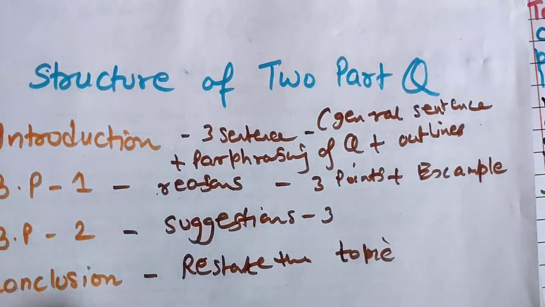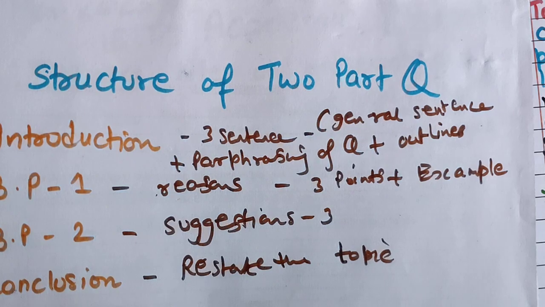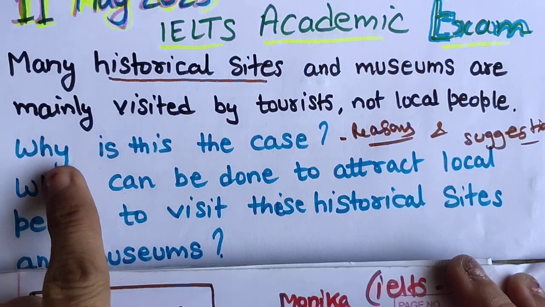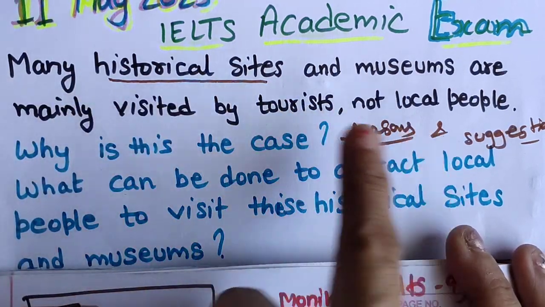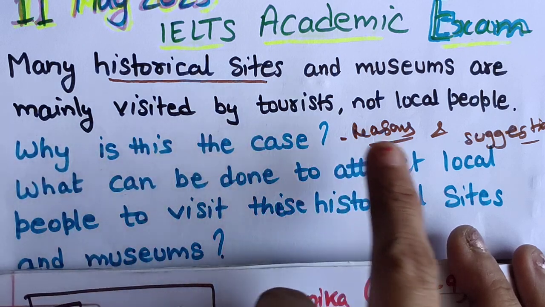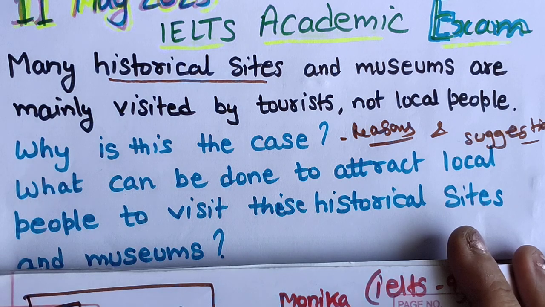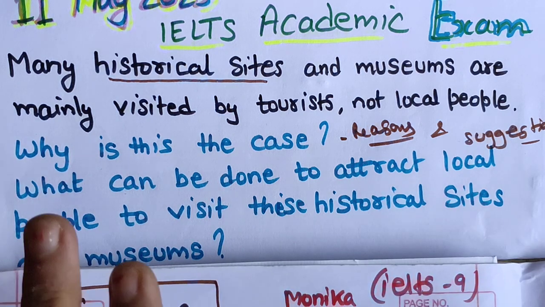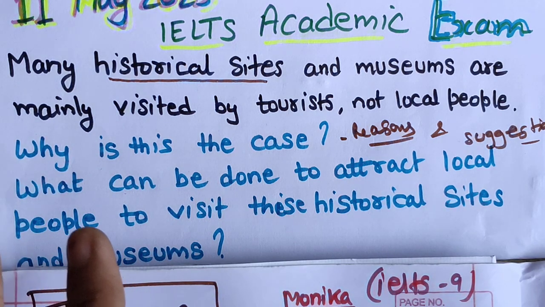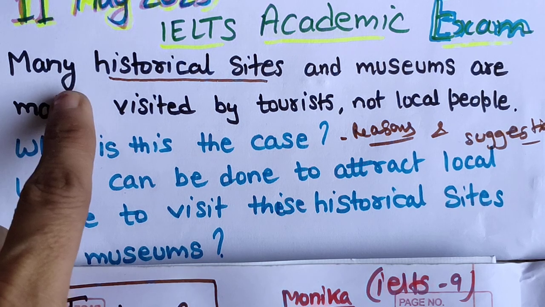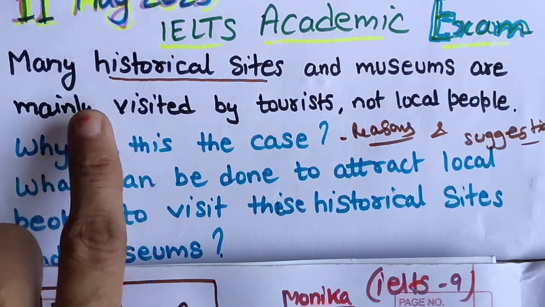Okay, now coming to the introduction, how I have written it. Now let's read the question statement again. Many historical sites and museums are mainly visited by tourists, not by locals. So why is this the case? What can be done to attract local people? Always try to fix the question statement in your mind, and whenever you are writing any new sentence, please read the statement again in your mind.